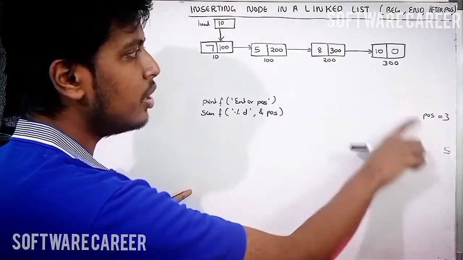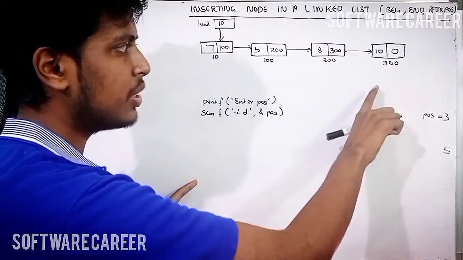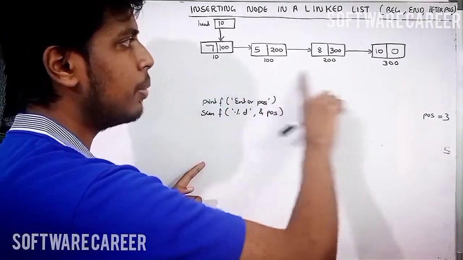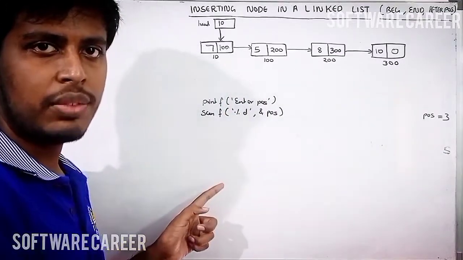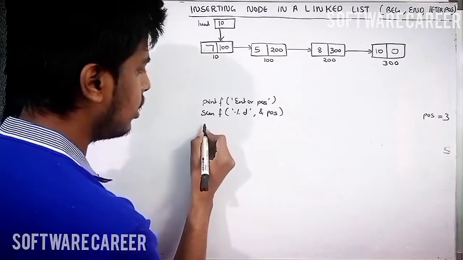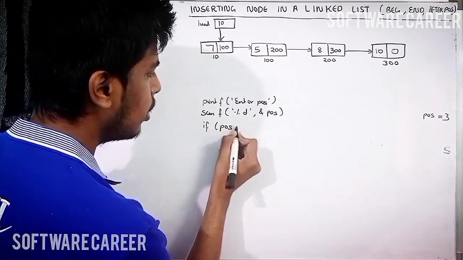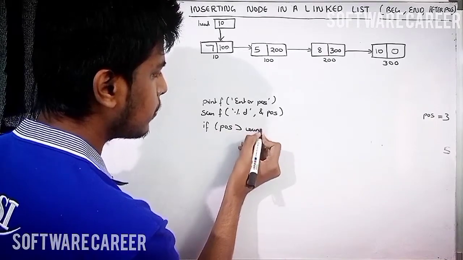So if the position you have entered is greater than the number of nodes present here, then it should print invalid. So I'm writing the condition. See here, if position greater than count.